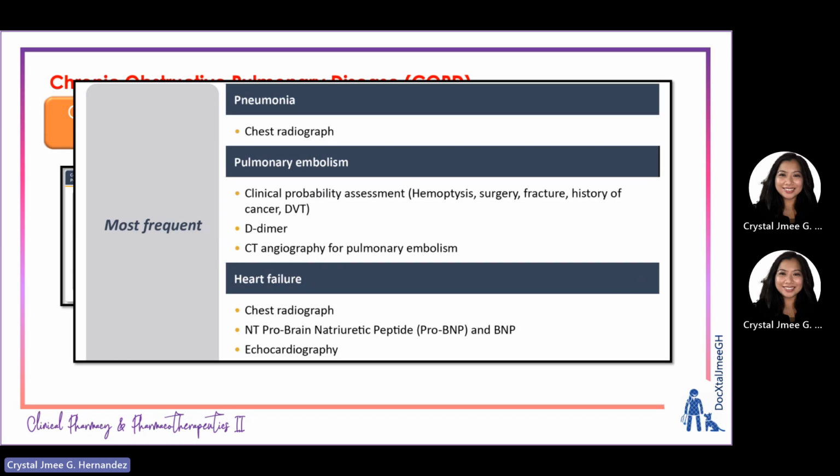Also for heart failure, again, chest radiography. We also look at natriuretic peptides, proBNP and BNP. These are among the key blood markers that we assess in heart failure, and of course, echocardiography.